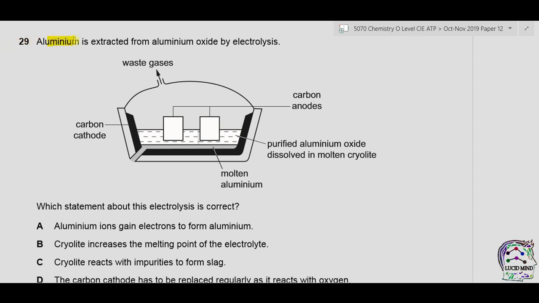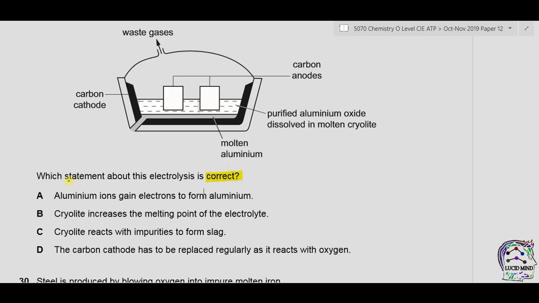Question 29. Aluminium is extracted from aluminum oxide by electrolysis. This is the diagram. Which statement about this electrolysis is correct? A. Aluminum ions gain electrons to form aluminum. This is true because aluminum ions are present as Al3+ and cations move towards the cathode to form aluminum metal.